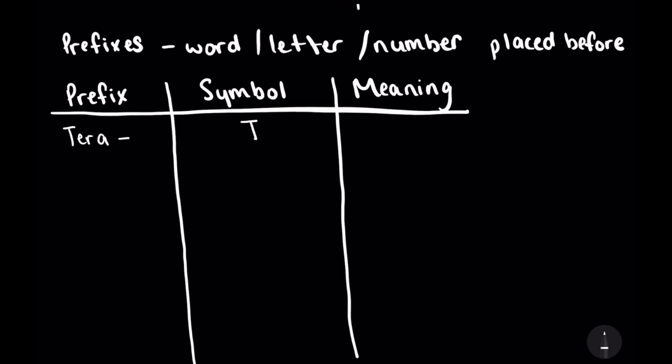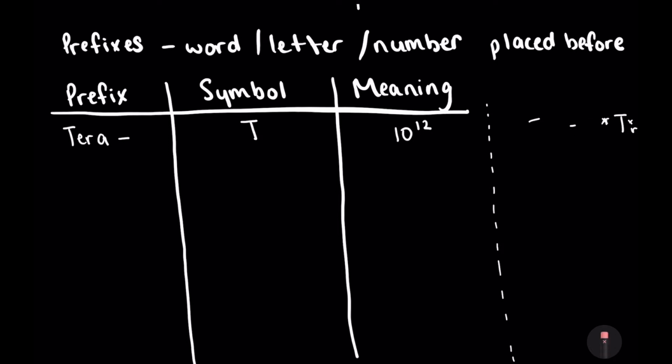But the symbol for tera is a capital T, and what tera represents is 10 to the 12. So let's make this our little example section. Let's say I have 1 terameter. What that is saying is that I have 1 times tera times a meter, right?